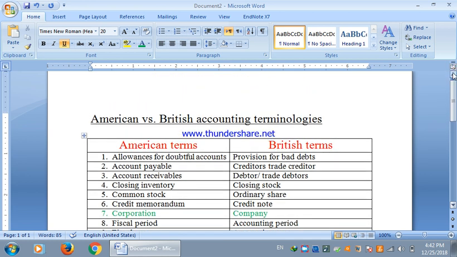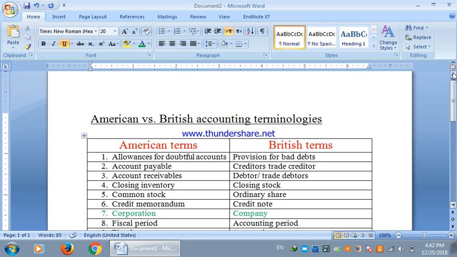In today's lecture, I'm going to describe or differentiate the different accounting terminologies, as we are familiar with two accounting systems: one is the American accounting system and one is the British one. The American follows the GAAP, that is the Generally Accepted Accounting Principles, while the British follows the IFRS, that is the International Financial Reporting Standards.